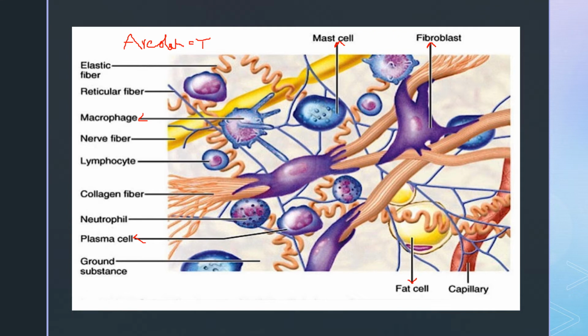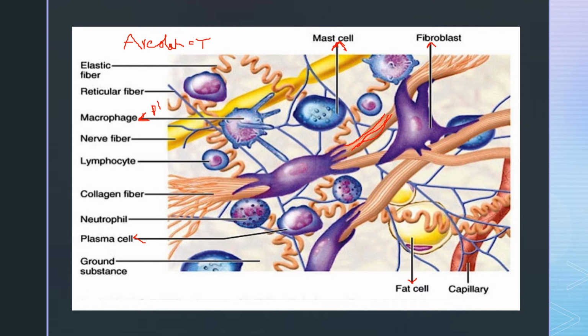Coming to the first type of cell, the fibroblast cell is responsible for the formation of different types of fibers which form the framework or matrix of this connective tissue. Mast cells are responsible for producing inflammatory mediators. It may be the heparin, histamine and bradykinin, the vasodilators, and serotonin, a vasoconstrictor, in case of inflammation or injury or infection to the tissue.